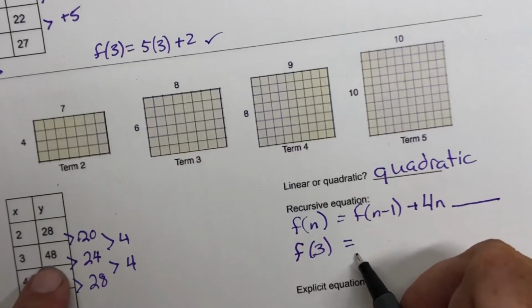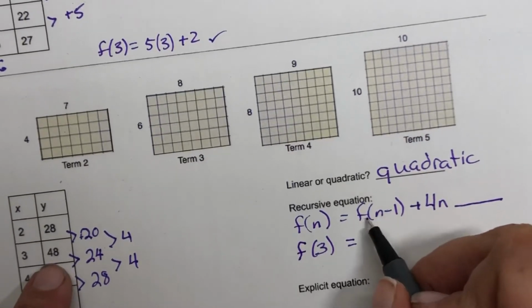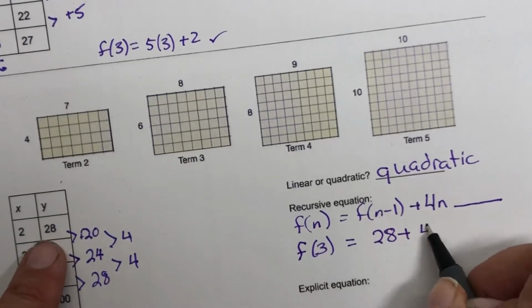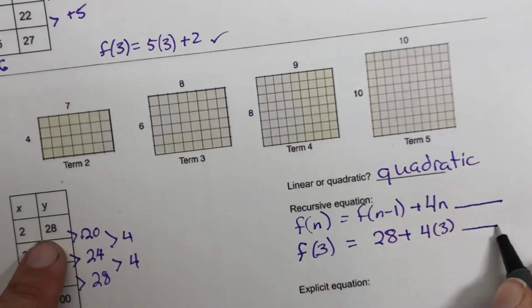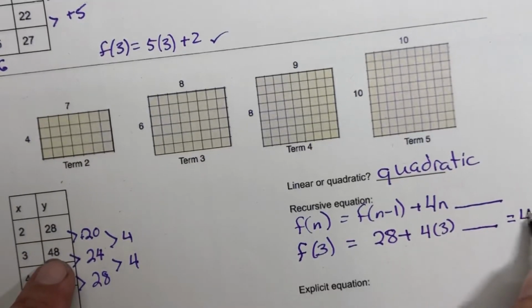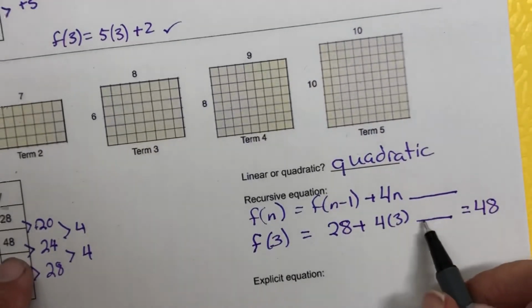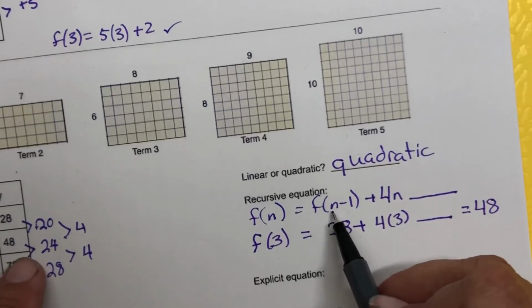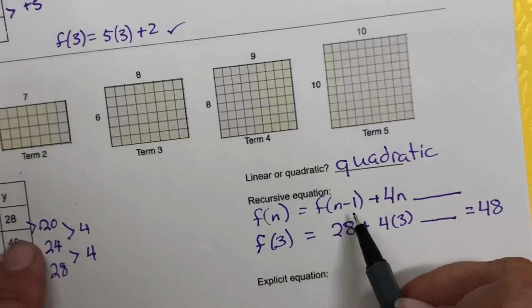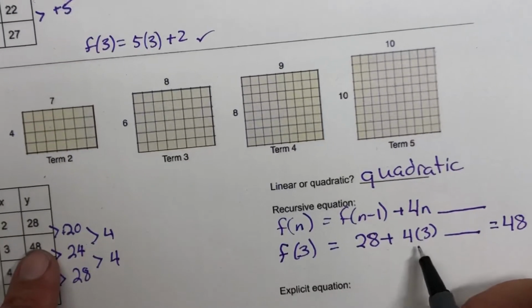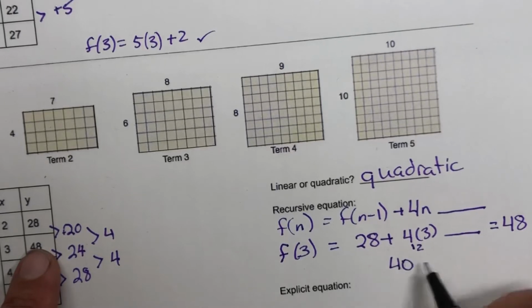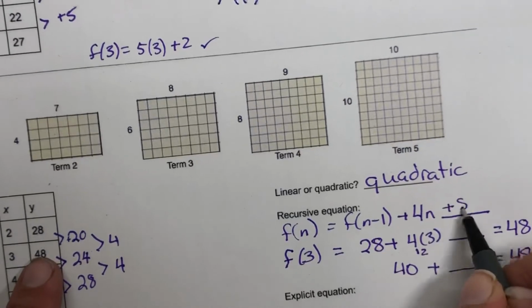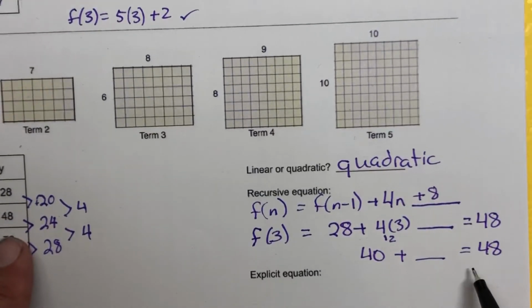And the previous answer before 3, 3 minus 1 is 2, f of 2 would have been 28, plus 4n, that's 4 times 3. And then plus some other thing, and weirdly we already know the answer. We know that f of 3 is 48. So we're trying to figure out what would have to go here to make this work. So again, this 28 is f of 3 minus 1, f of 2, which I got from here. 28 plus 12 is 40, plus blank equals 48. So my missing number is plus 8, because 40 plus 8 equals 48.